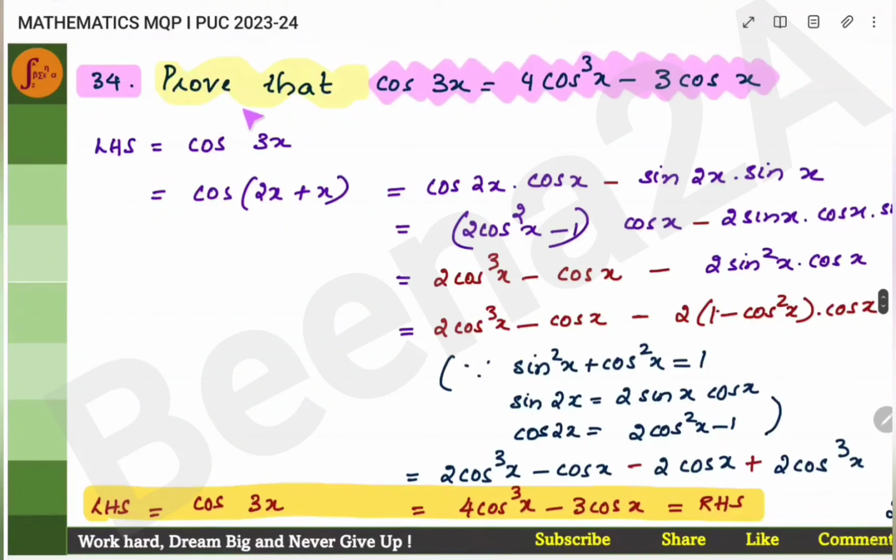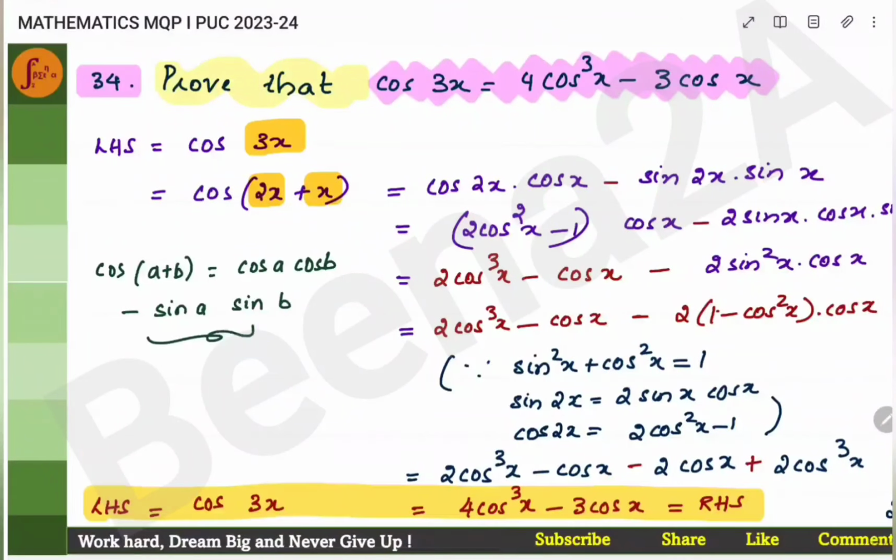Now let's look at the 34th problem. Prove that cos 3x is equal to 4 cos cube x minus 3 cos x. This is nothing but the cos 3x formula. So you have to split cos 3x as 2x plus x. And then you have to remember the cos a plus b formula. Cos a plus b is nothing but cos a cos b minus sin a sin b. Now, instead of a, you have 2x. Instead of b, you have x. Substitute it here. Finally, you will get this particular expression.